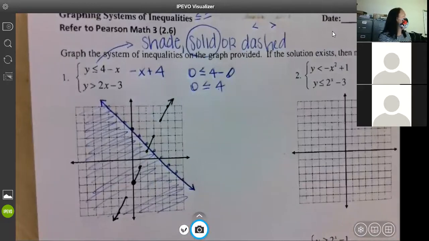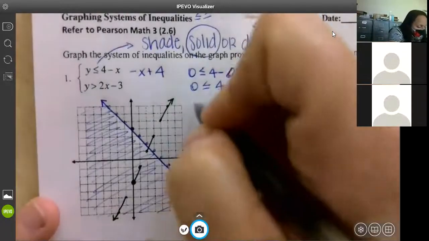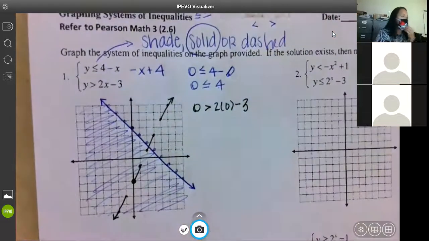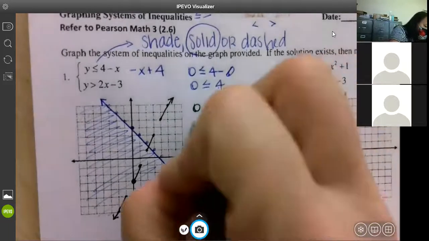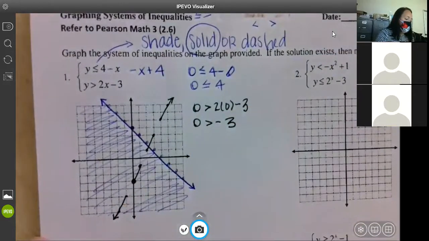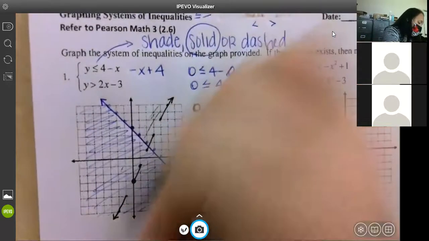It just makes it a little easier than having to draw it and erase it or whatever else you guys have learned to do. It doesn't go through 0, 0, so I'm going to plug it in again. I have 0 is greater than 2 times 0 minus 3. Again, I chose 0, 0 because it is not on the line and it is super easy to plug in. What's 2 times 0? 0. Minus 3. Negative 3. Is 0 greater than negative 3? Yes, so the true statement means you shade where 0, 0 is. So I'm shading this side.